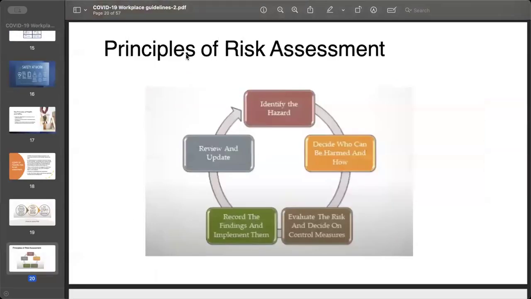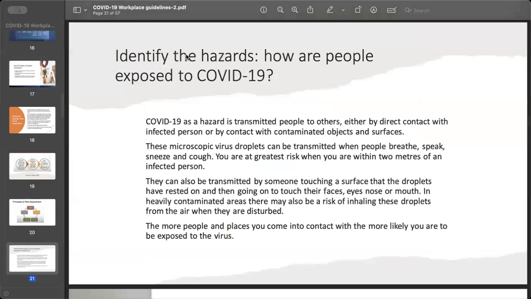Principles of risk assessment. First, identify the hazard. Decide who can be harmed and how. Evaluate the risk and decide on control measures. Record the findings and implement them. Review and update. Identify the risk: how are people exposed to COVID-19?